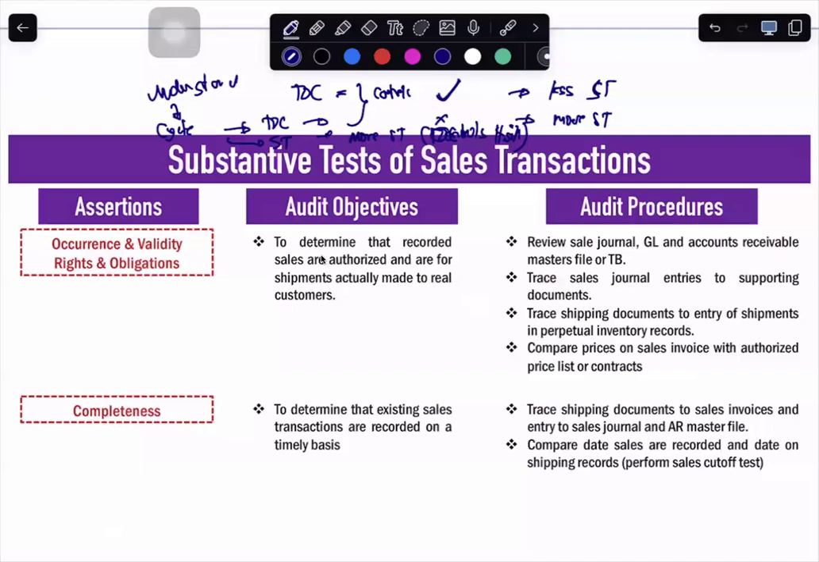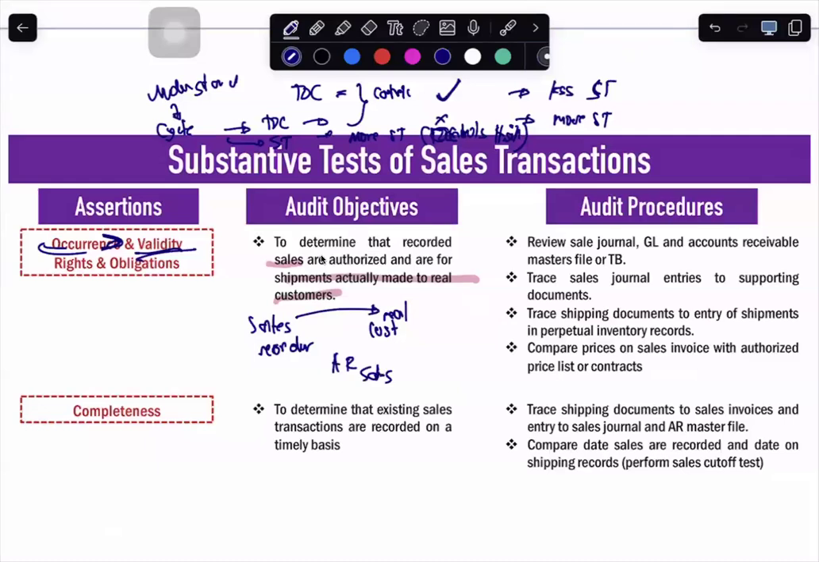So first assertion, occurrence and validity, rights and obligation. So your audit objective here is to determine that recorded sales are authorized and are for shipments actually made to real customers. We want that if there is a sale that is recorded, this particular sale recorded was given to a real customer. Okay? We want that it is valid and it really occurred. And since it is valid and it really occurred, you now record your rights and obligations. In this case, you record your rights as to AR. So debit AR, you credit sales.